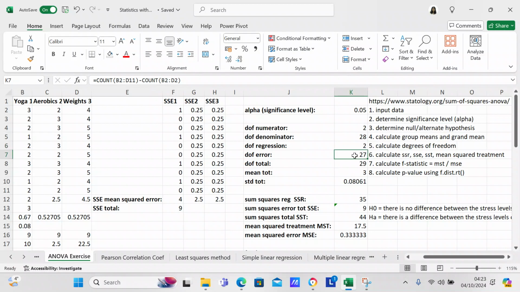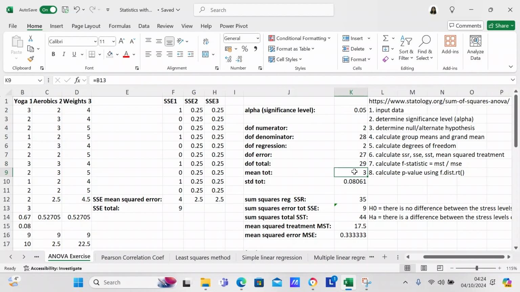Then we check the DOF error. The DOF error is the count of B2 to D11 minus the count of B2 to D2. So that's going to be 30 minus 3, which is 27. And then we check DOF total. It's going to be the count of B2 to D11 minus 1, which is 29.